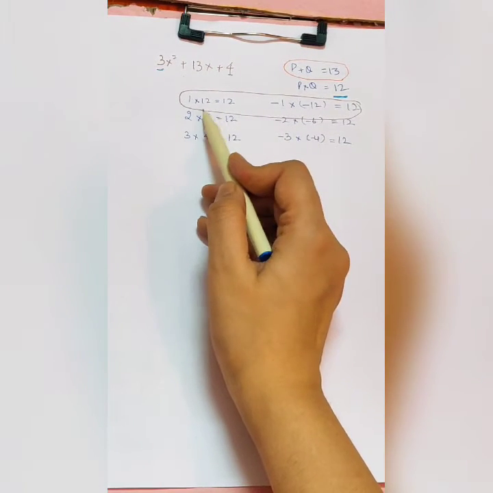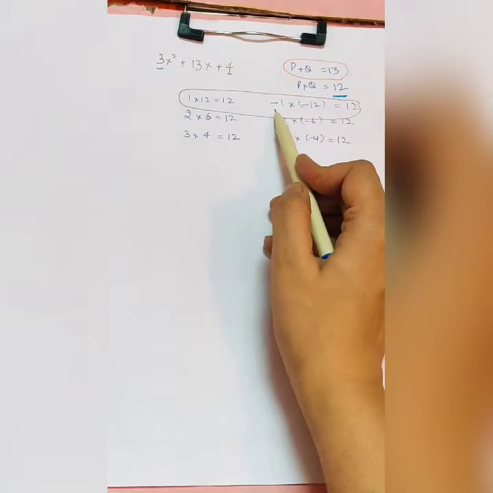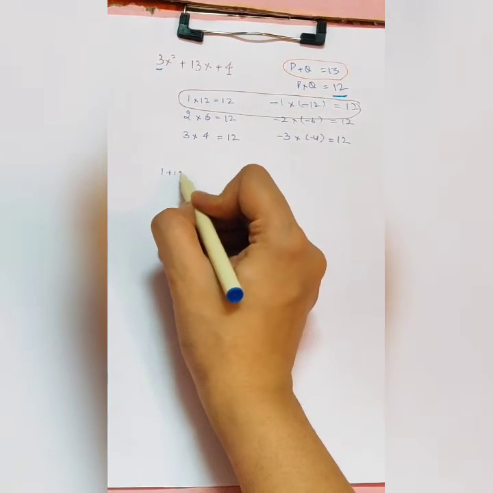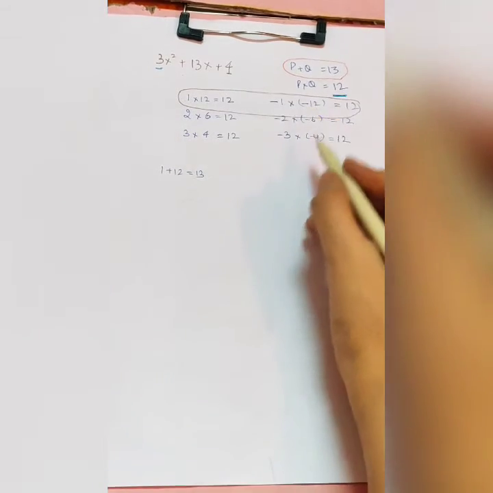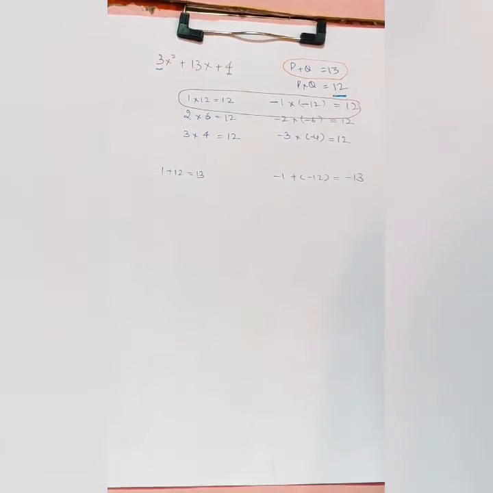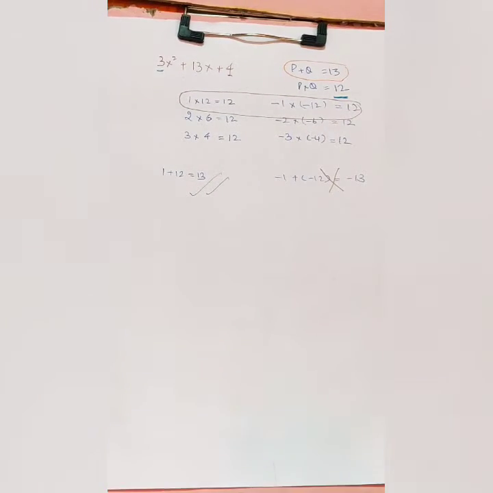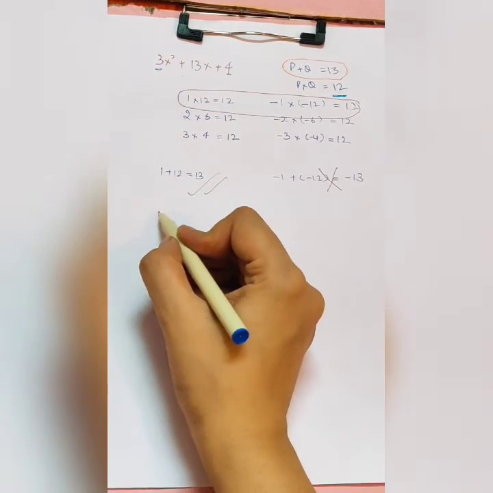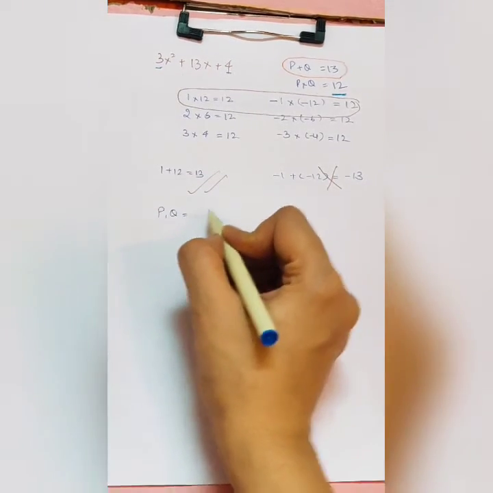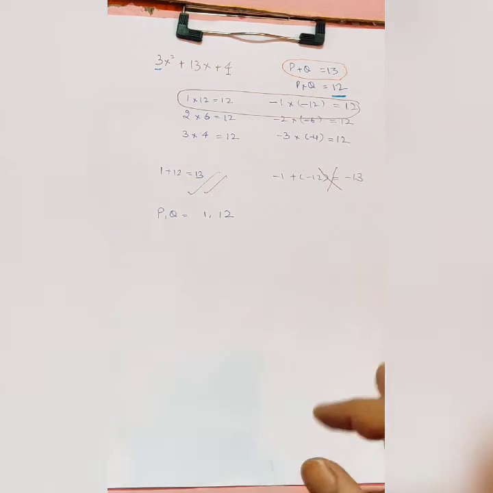So 1 plus 12 gives us 13, and the second possibility, minus 1 plus minus 12 gives us minus 13. So this is also gone. Now this is the only possibility. So our p and q are 1 and 12. Either one you can take as p or q. So that's how we find the numbers p and q.